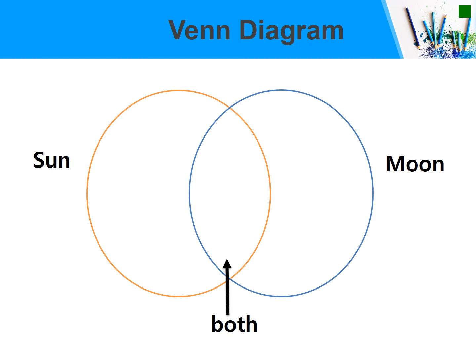Now we know how to draw a Venn diagram and write details there, right? So this Venn diagram is for the sun and the moon. You will write details about the sun here in the first part. In the second part, you will write all the similar details of the sun and the moon. And in the third part, you will write only about the moon.